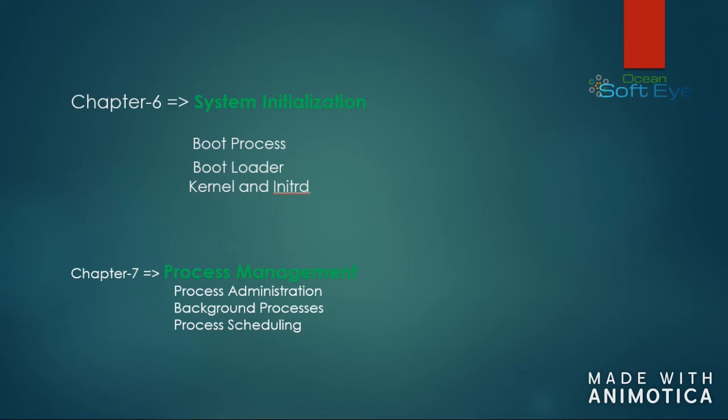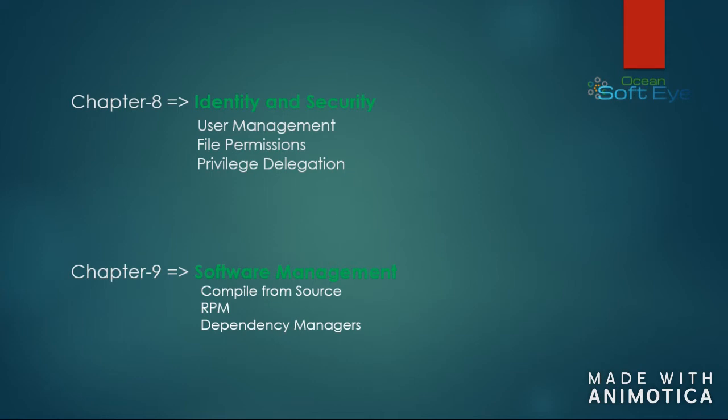Now moving forward, the next chapter is chapter 8. It contains identity and security. In that, we can cover user management, file permissions, and privilege delegation. And in chapter 9, there is software management. In that, you can work on compiling from source, RPM, and dependency management. Now moving forward, we have some more chapters and some basic concepts.